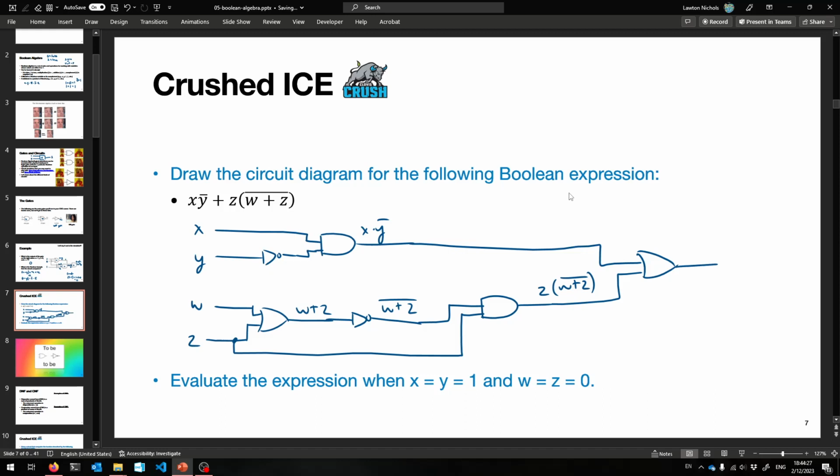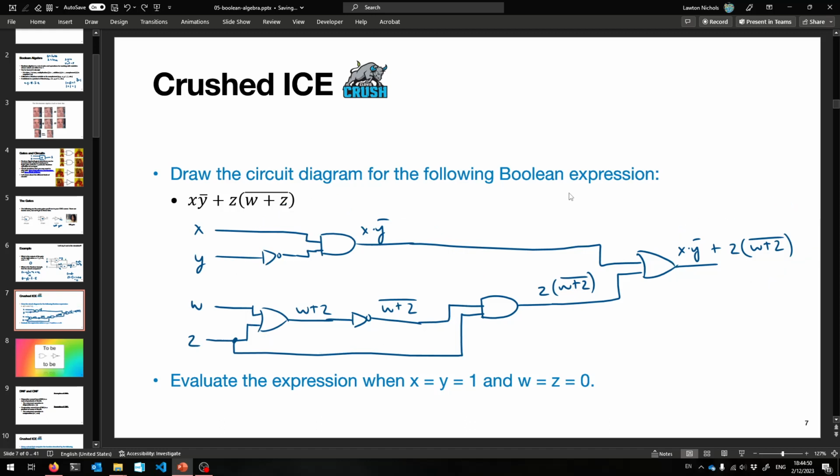And so this is the final thing. This is finally your (x and y bar) ORed with z, ANDed with (w plus z bar). Okay, so now that we know what it is, you can draw it. It might be easy to draw ones and zeros and watch them be passed along, or you can just do it in this form, whatever is easiest for you.